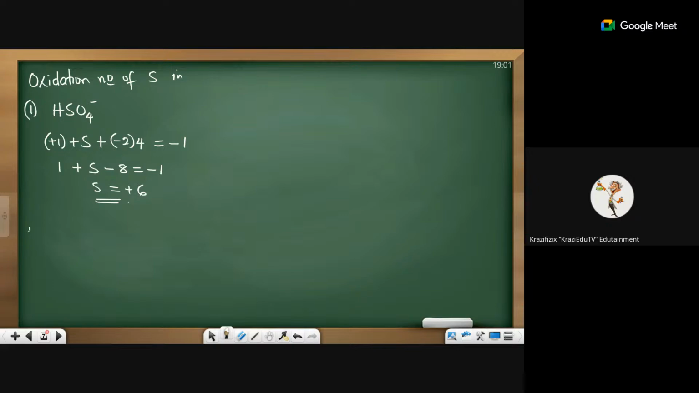Write that down and then do this. Oxidation number of sulfur in SO4 2 minus. Please share your answers with me once you're done.